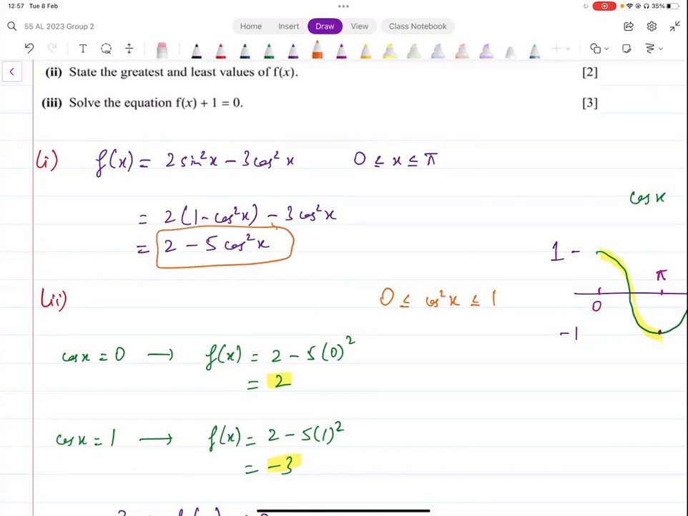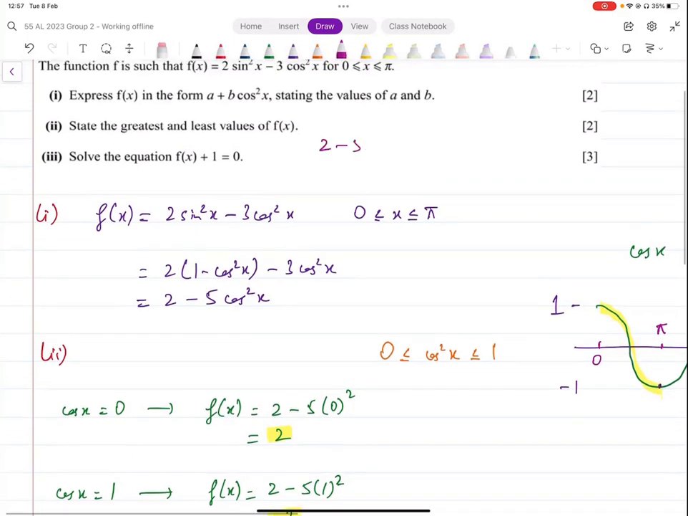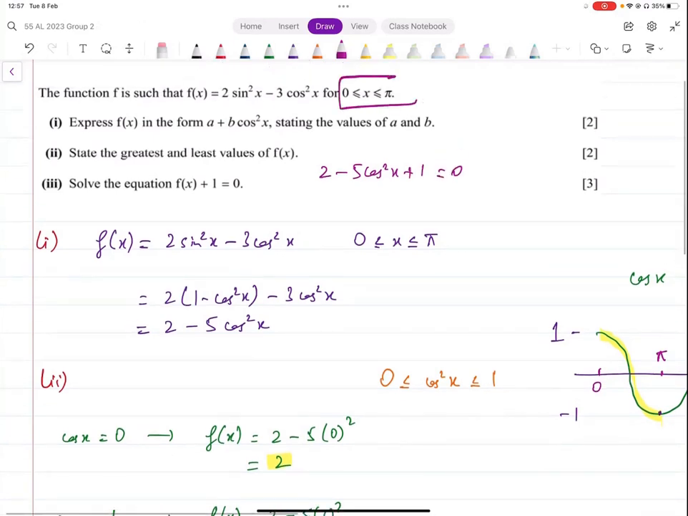फिर 2 minus 5 cos square form के अंदर इसमें plus 1 कर दें. तो 2 minus 5 cos square x plus 1 equals 0. ये equation आपने solve करनी है. We are given the domain. Interval given है आपको. आप x की values निकाल लेंगे. ठीक है, we've done this in trigonometry multiple times.